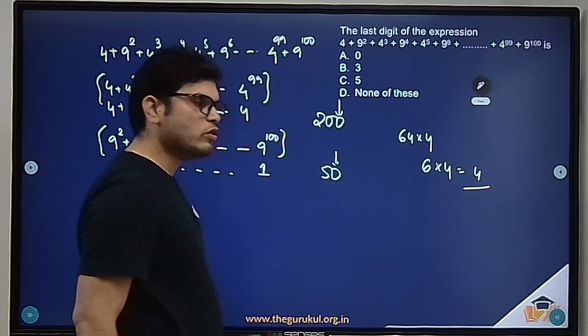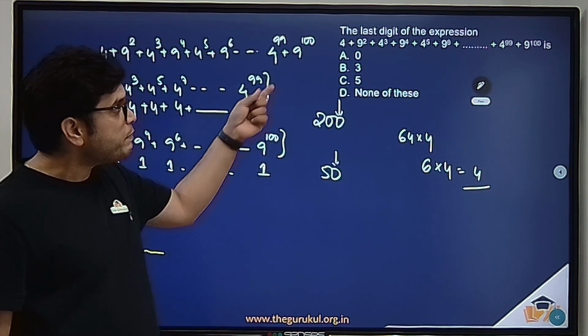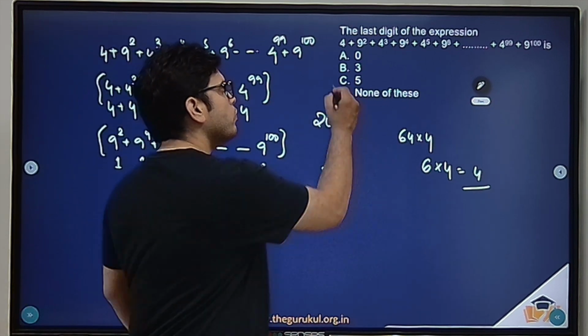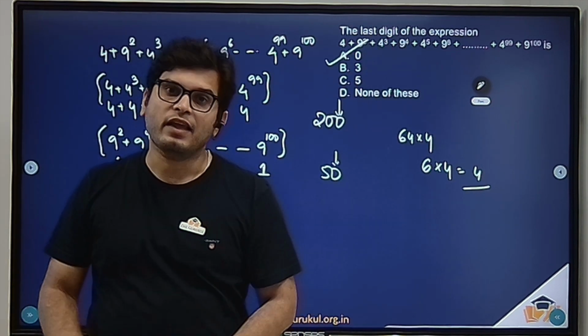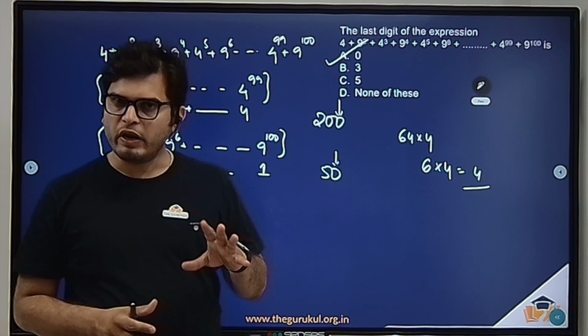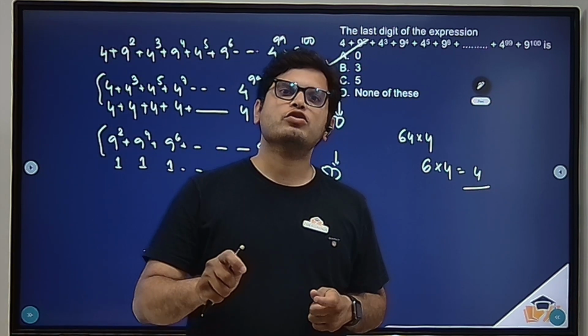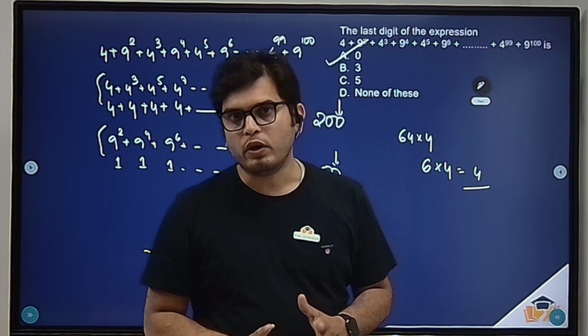Now the units digit is also 0. The units digit in the summation of these two will be 0 plus 0. So 0, option A, should be the answer for this question. Whenever you are asked to find the units digit of any expression, our focus should always be on the units digit only.